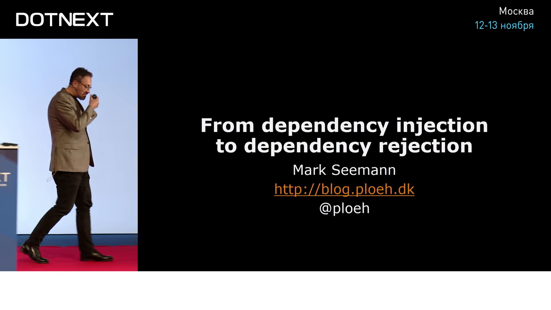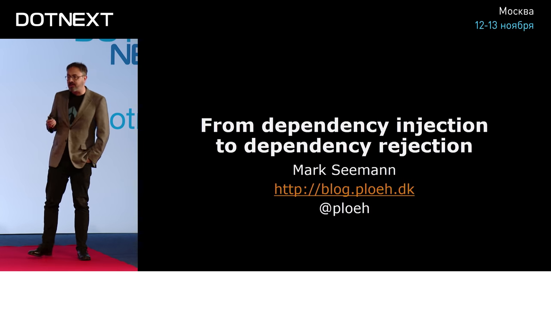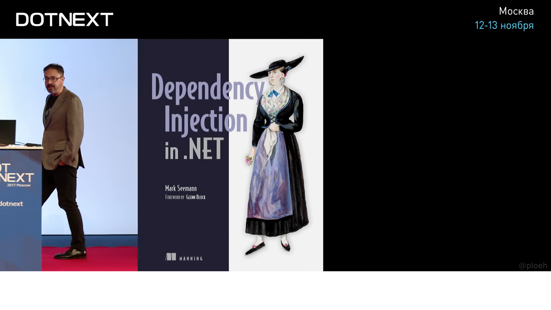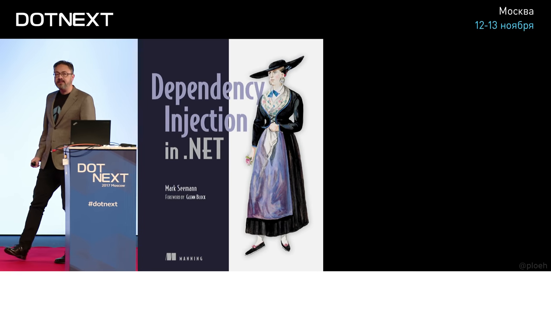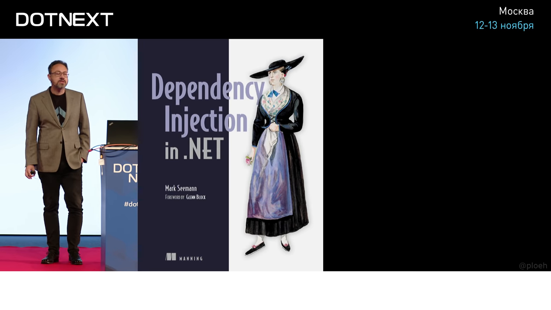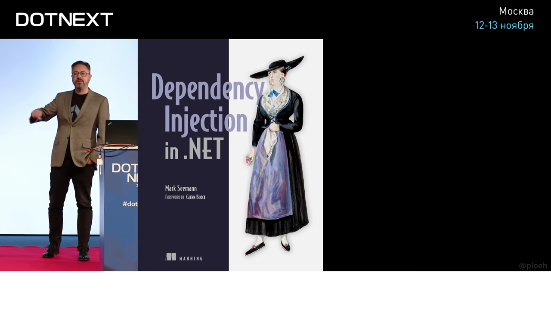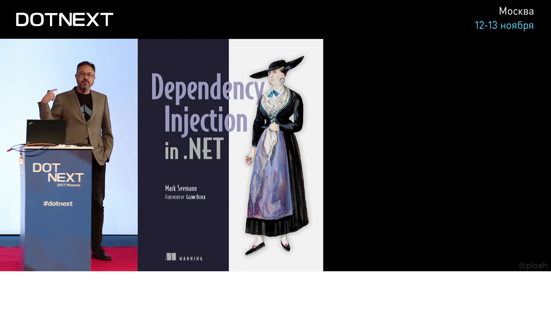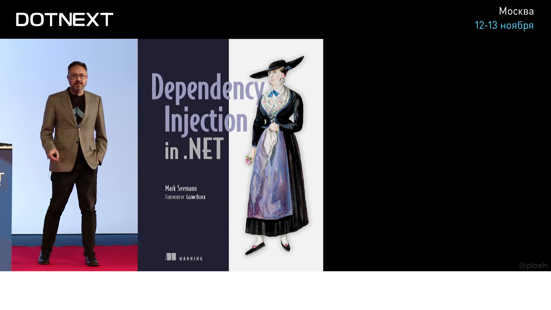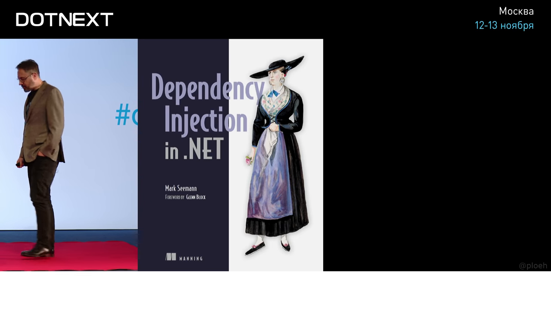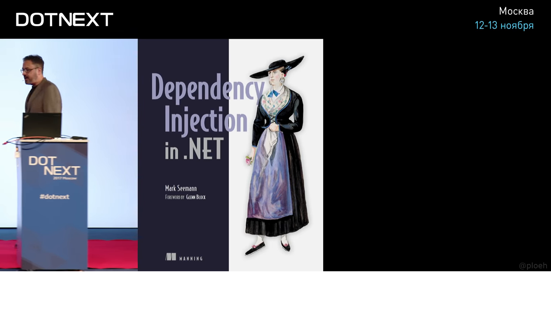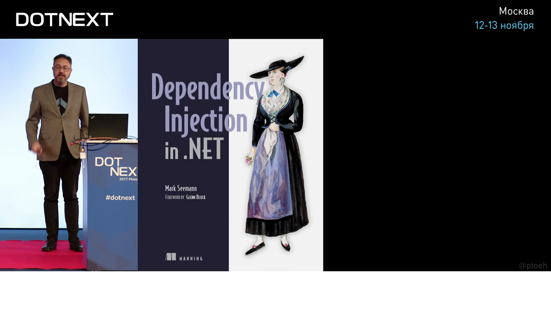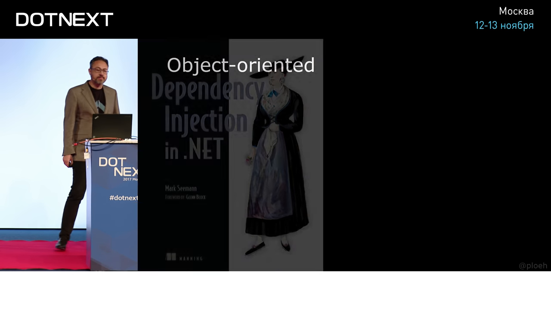Anyways. So some years ago, I wrote a book called Dependency Injection in .NET, and since the title of this talk is From Dependency Injection to Dependency Rejection, you probably expect me to reject everything that I wrote in that book, and that's not going to happen. I'm actually quite happy that I wrote the book. I think it provides good guidance if you're doing object-oriented programming.